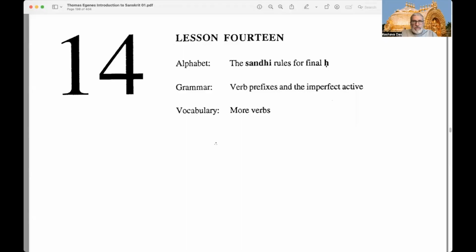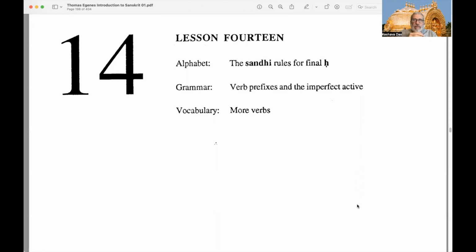So we're continuing on with Thomas Egenes' Sanskrit Made Easy, and we are up to chapter 14. So let's have a look at chapter 14 and see what's in it. The topics covered are the alphabet, meaning sandhi rules. Up until now, we've been using sandhi charts, and now he's beginning to introduce the rules. The rules will be for Visarga, which is the H with the dot under it, if we all remember.